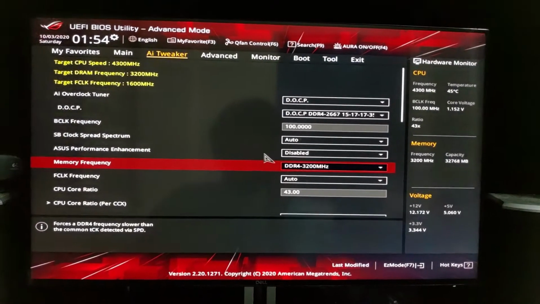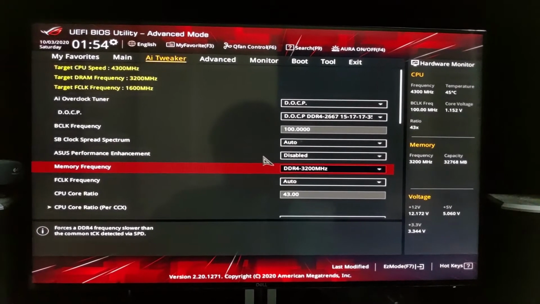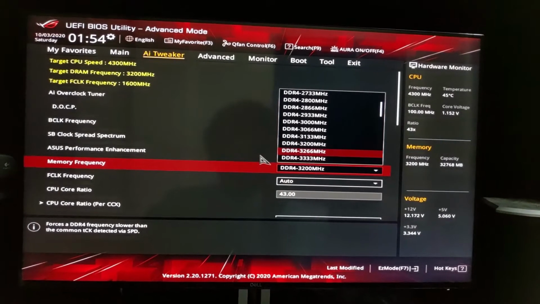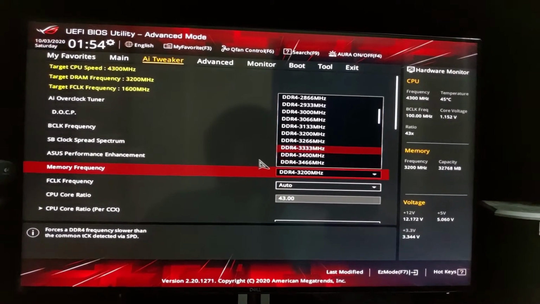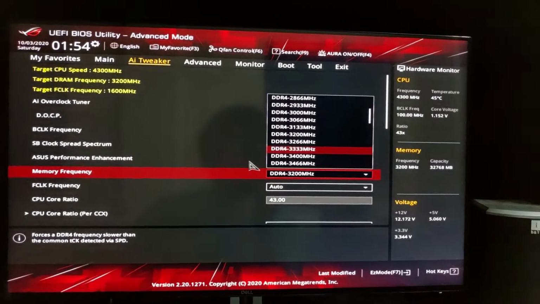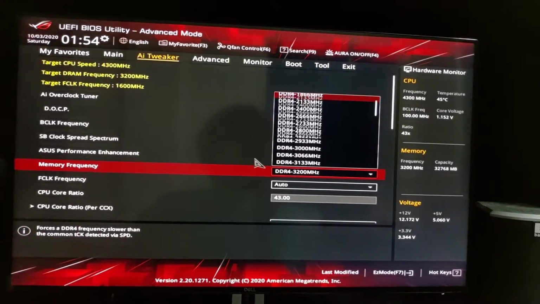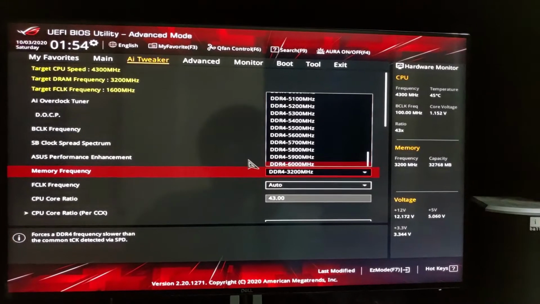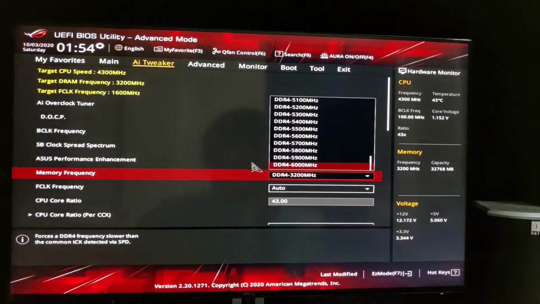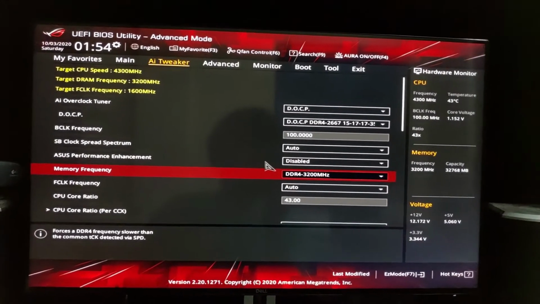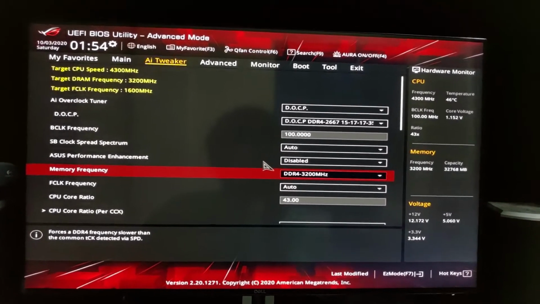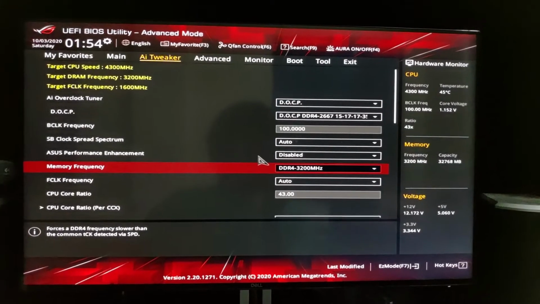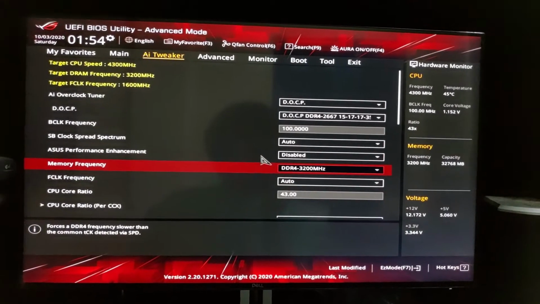So this is the BCLK frequency, as I've already mentioned. This is the memory frequency. In ASUS motherboards, you can directly set this to any value you like, provided your memory is able to support it. As you can see here, we have some options to set your memory frequency, and it goes all the way up to 6000 megahertz. So you can set it to any value you desire. Extensive testing will be required, which I will explain in a later part of this video.